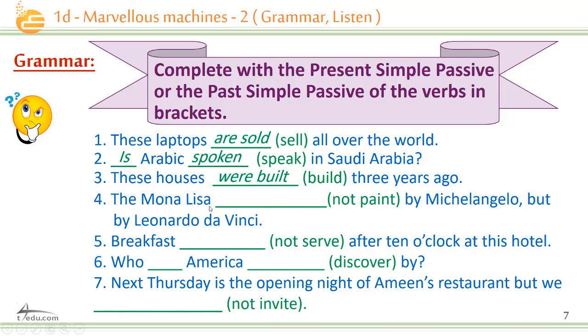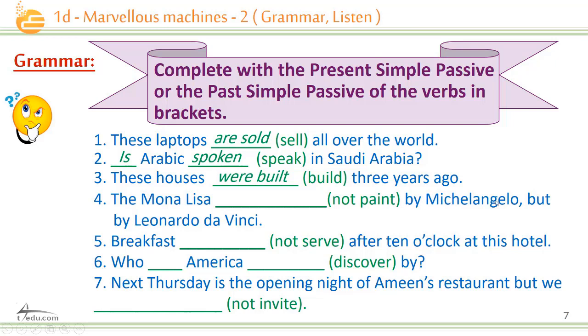The Mona Lisa. We are speaking about this famous painting, the Mona Lisa. When was it painted? Yes, it was painted a long time ago. So, from the beginning of the sentence, we knew that this sentence is talking about something in the past. It has been painted and it was finished. Now, let's see what they are going to supply. We have not, paint. Okay, so it's in the negative form. We are going to make the negative form.